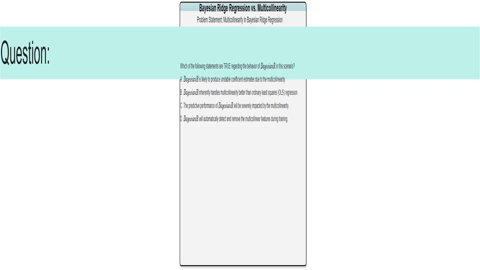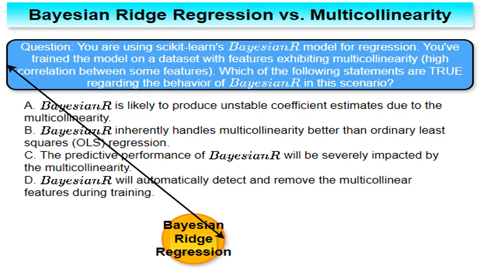This is the question that guides our analysis of the model's behavior in the presence of multicollinearity. The different answer choices test our understanding of how this model deals with correlated features. This title tells us that I'm going to learn about how the Bayesian ridge regression model handles multicollinearity, which is when multiple features in a dataset are highly correlated. This is a key concept in regression analysis.